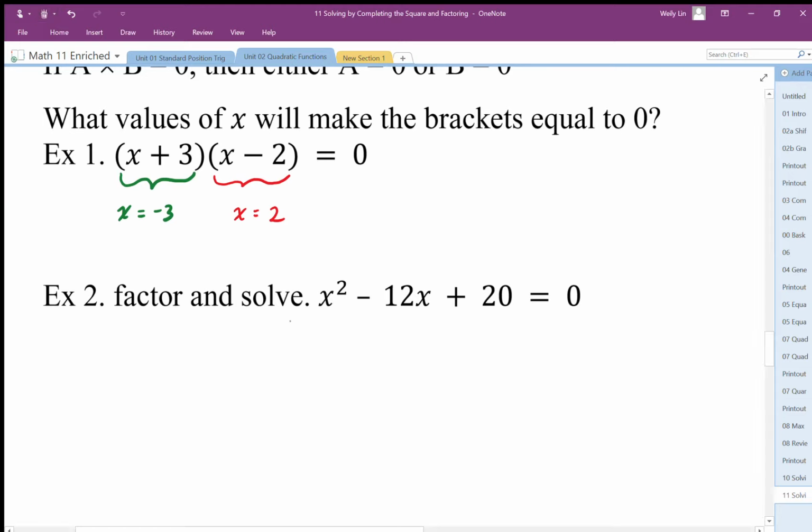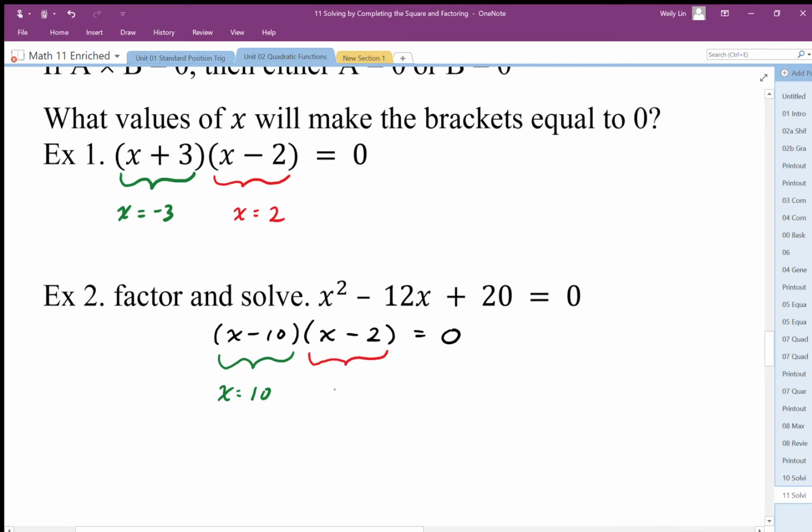So if we factor this here, two numbers that multiply to 20 and add to negative 12 are negative 10 and negative 2. This is equal to 0. And again, it's important that it's equal to 0, because now we can use the zero property of multiplication. Looking at this factor, x could be equal to 10. If x is equal to 10, the other factor is going to be equal to 8. But again, 0 times 8 is still equal to 0. So 10 is a solution.